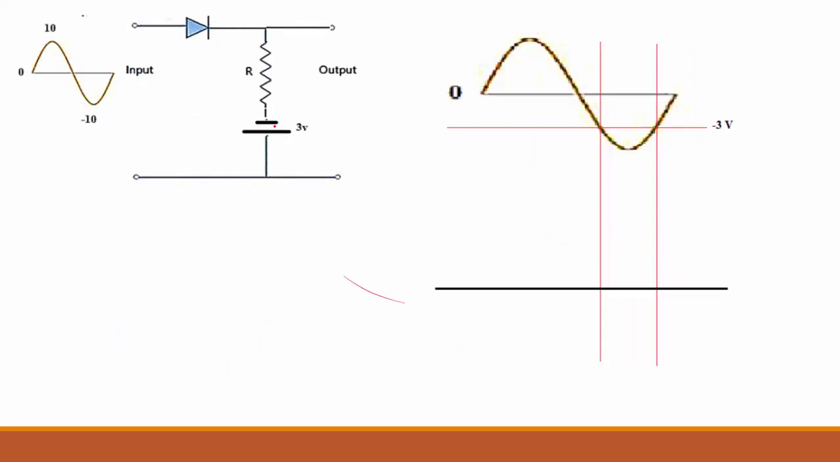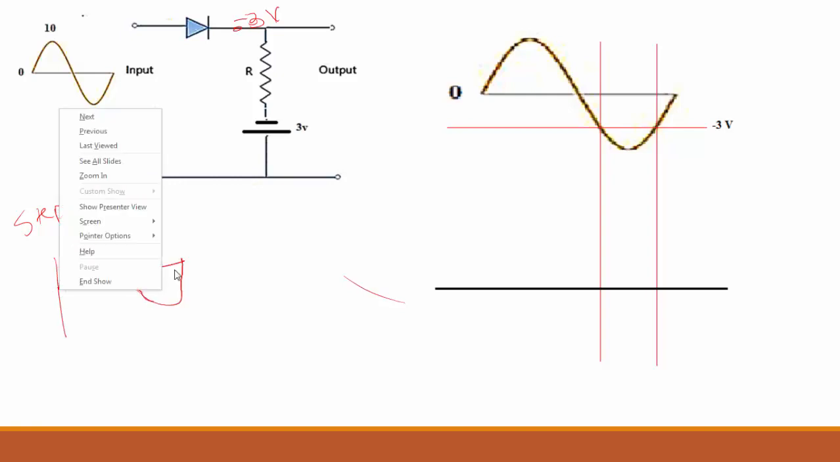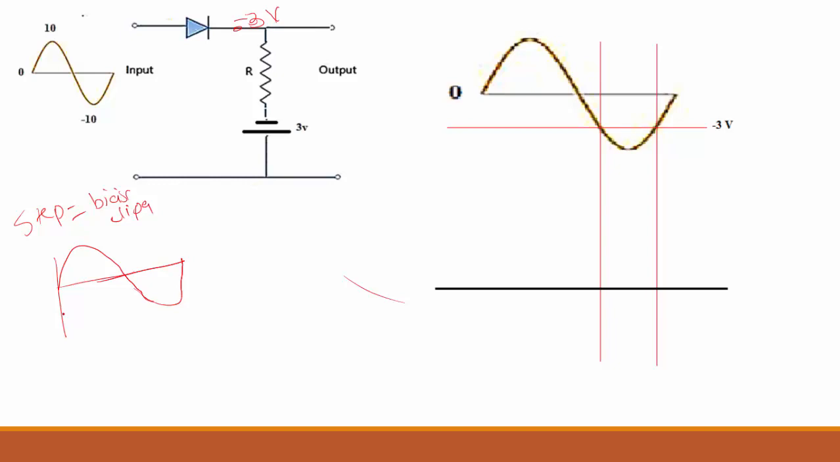What I have done is just change the polarity of the battery. Now instead of 3 volt, you need to consider minus 3 volt over here, and in step 1 again, it's a biased clipper circuit. If I look at the waveform, minus 3 volt, that means I first draw the minus 3 volt reference line.